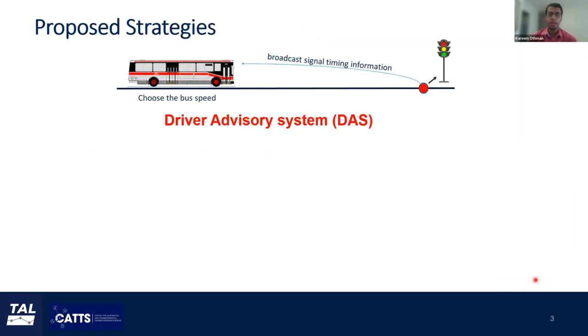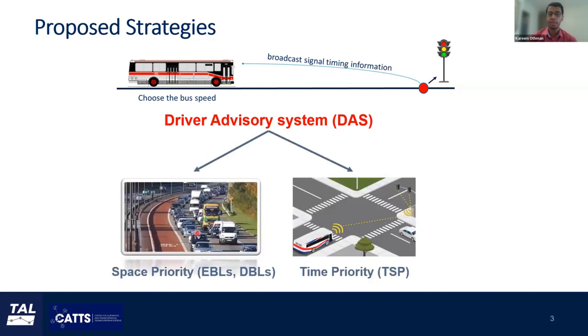So in order to do that, we have three main strategies. The first strategy is the driver advisory system. In the driver advisory system, you advise the bus driver with the traveling speed and the dwell time to avoid any intersection stops. And we have two supporting strategies. The first one is space priority, and I will focus mainly on exclusive bus lanes and dynamic bus lanes, and time priority, and I will talk about TSP. I just wanted to highlight that those are just supporting strategies, so I will briefly mention these two strategies, but the main focus of this presentation will be on the driver advisory system.